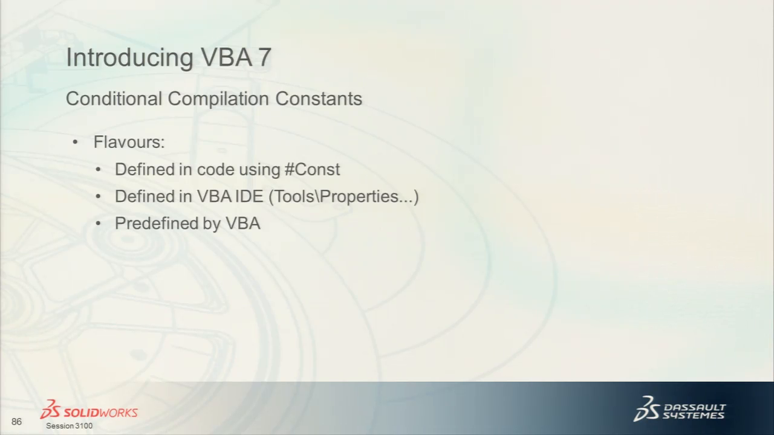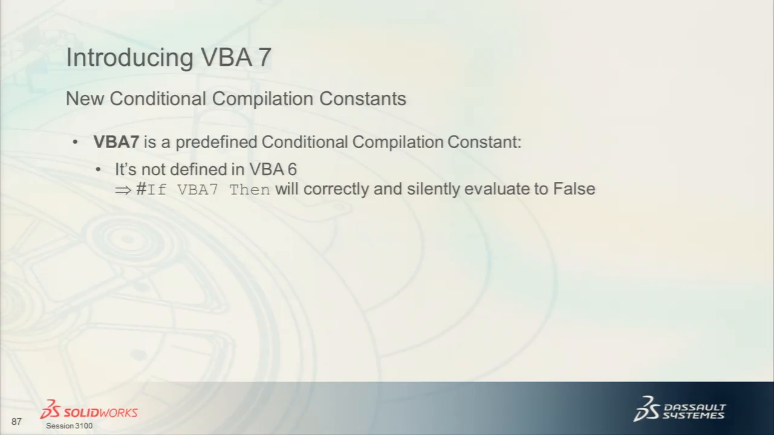How do you do that? You can define them in code, or you can create them in Tools, Properties, or they are predefined by VBA. And that's what the next slide is all about. There are two new constants in VBA to help you with this migration. One of them, of course, is very obvious. It tells you I'm VBA 7, which doesn't exist, of course, in VBA 6. So if you use that, your code will only be used on VBA 7, but not on VBA 6, because that statement will evaluate to false.